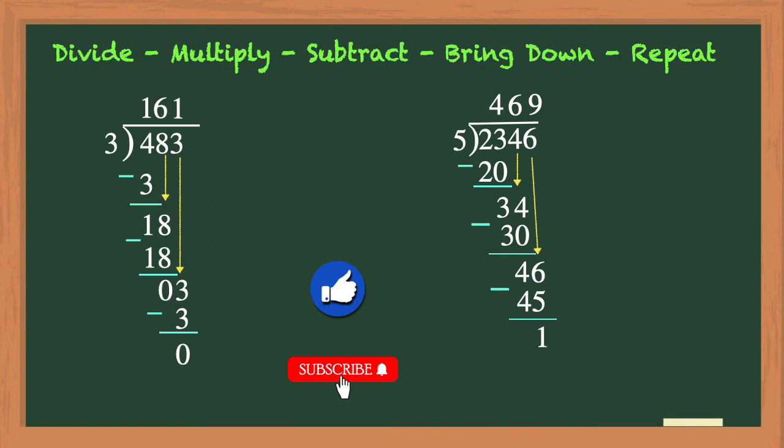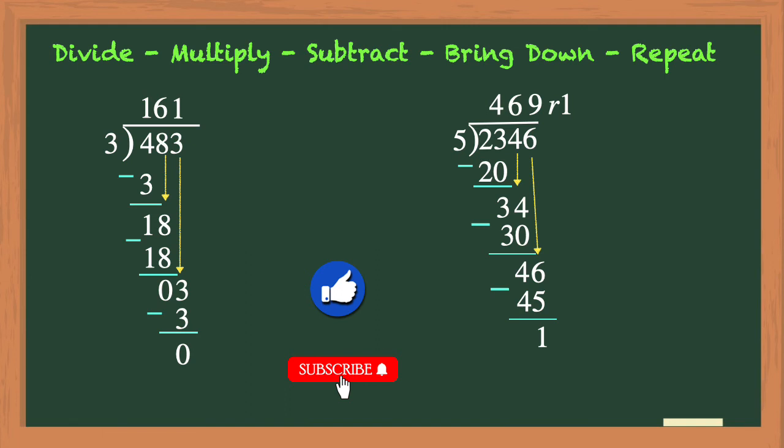When you have a remainder, there are 3 ways that you can write it in your final answer. The first way is just to write the letter R with the remainder of 1 next to it. The quotient written this way is 469 with a remainder of 1.